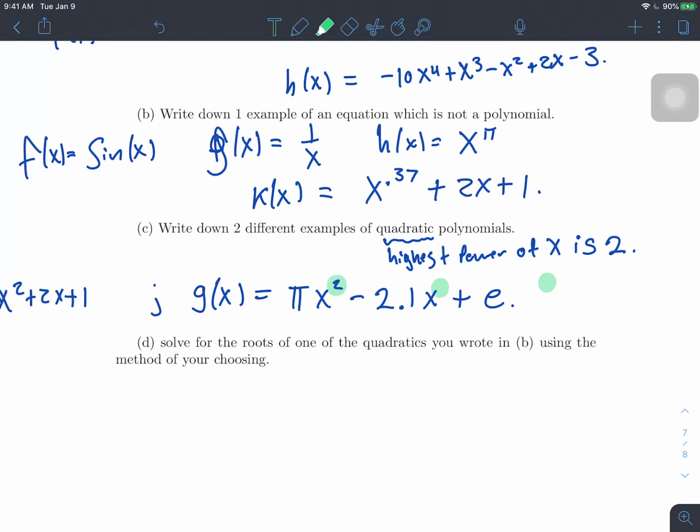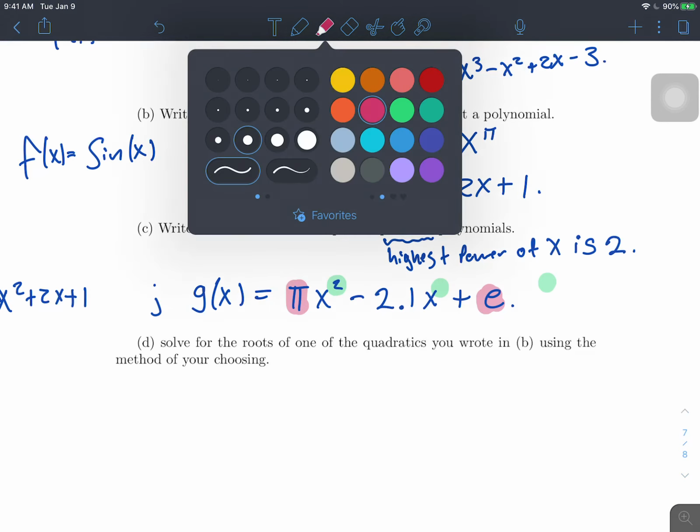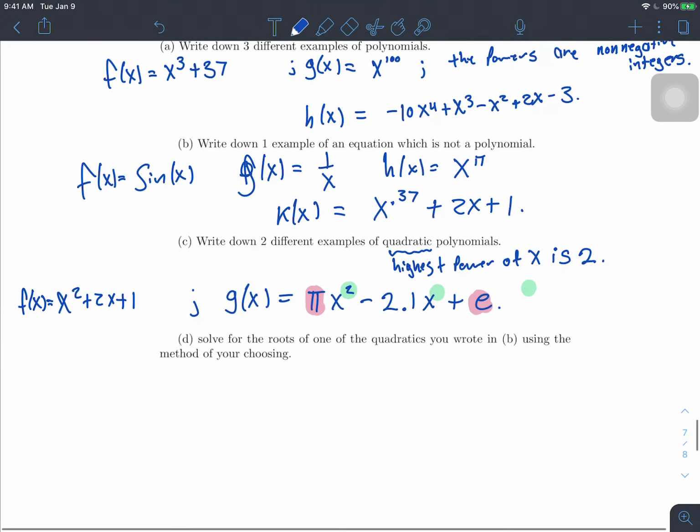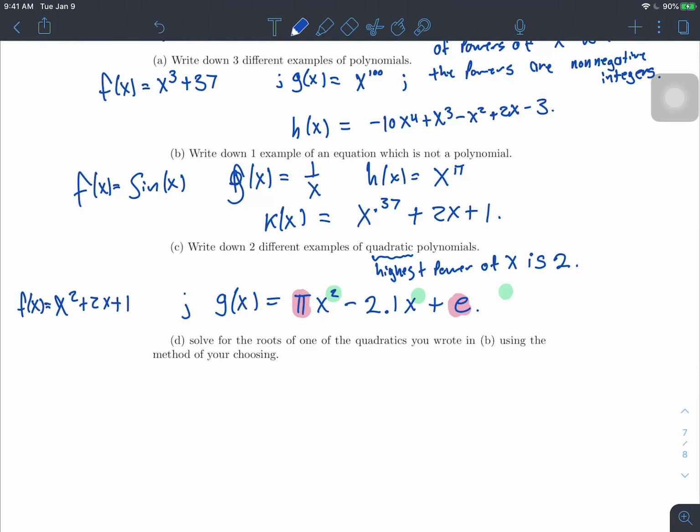What might be tripping you up here is the fact that we have pi and e here. But that's okay, pi and e are just constants. They're being multiplied by these powers of x, but they're not powers themselves. Okay? So it doesn't matter that these numbers are not non-negative integers, because we only care about the powers being non-negative integers.